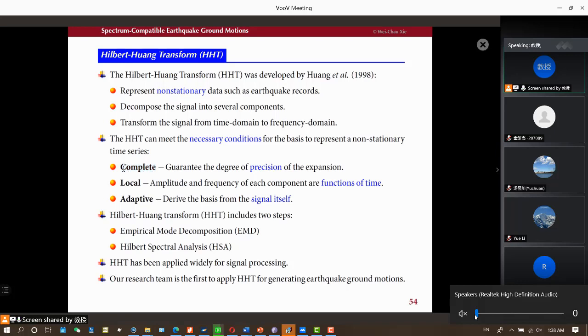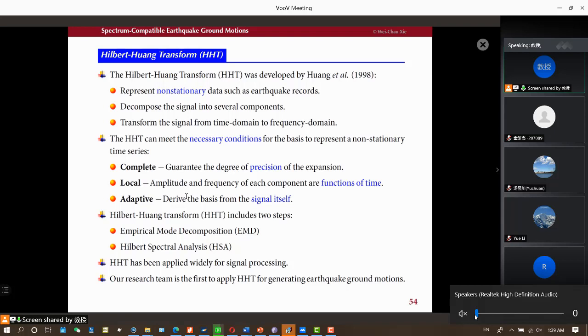Hilbert-Huang transform, HHT, includes two steps. One is empirical mode decomposition. The other is Hilbert spectral analysis. And HHT has been applied widely for signal processing. And we applied HHT to generate spectral compatible time histories.